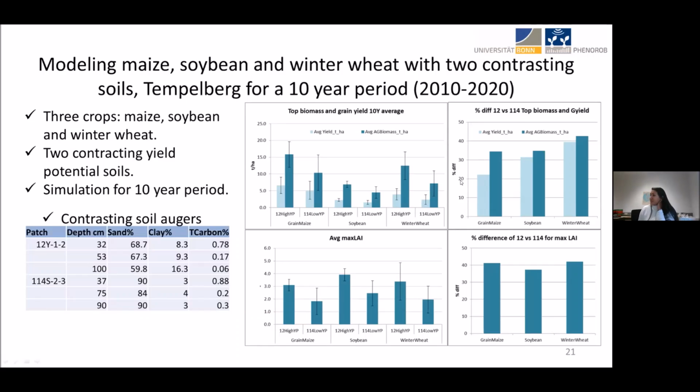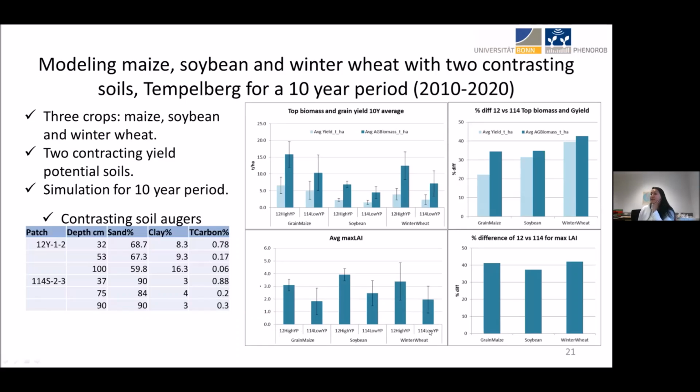But you can see that the differences between one soil and the other tend to range between 20 to 40%. So it's for sure that these soil characteristics affect the crops differently. Also, in terms of simulated maximum leaf area index, we can see a similar pattern. I mean, we have a reduced growth in the low yield potential patch for grain maize, soybean, and winter wheat.